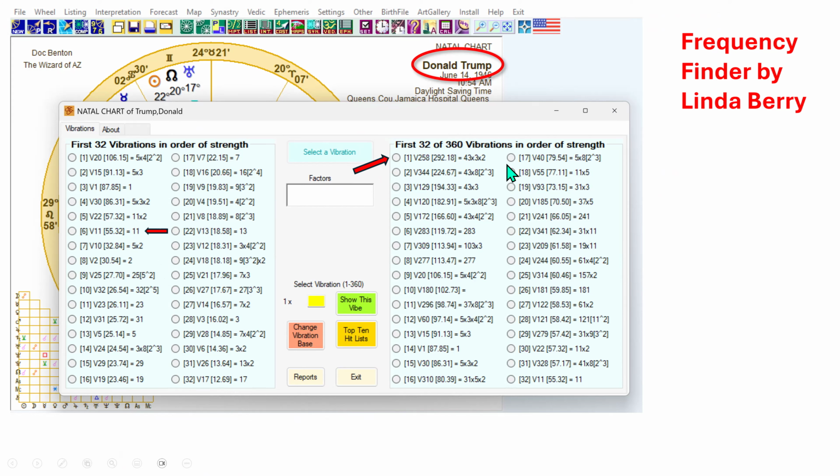On the right-hand side, this little program looks at all harmonic charts from 1 up to 360. And it then lists in ascending order the 32 strongest ones. So the strongest was the 258 harmonic. It had a score here of 292.18, and 258 factors into 43 times 3 times 2. So later on, I'll look at both of these two harmonics, and we'll see what they tell us about Donald Trump.